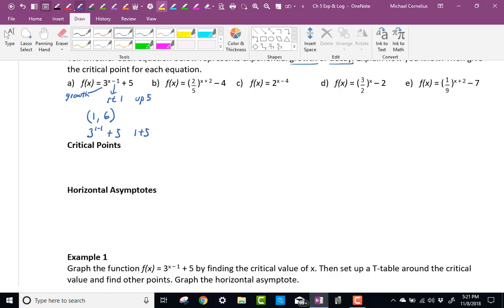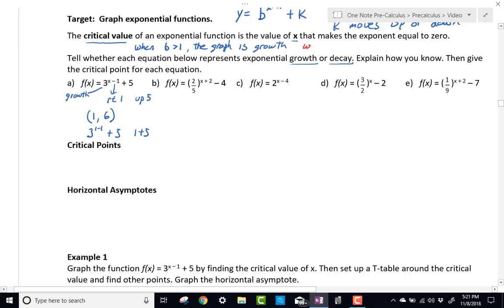and likewise when b is less than 1, but remember the restriction on the other side was also greater than 0, so when b is between 0 and 1, so we're talking about a fraction, a half, a third, 4/7, things like that that are less than 1. When b is between 0 and 1, the graph is decay.